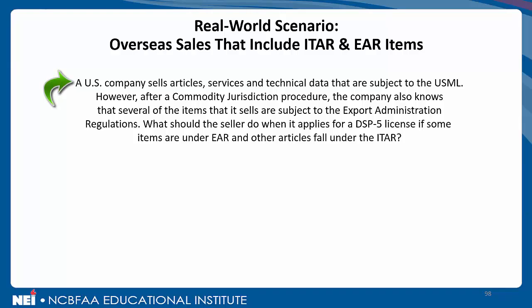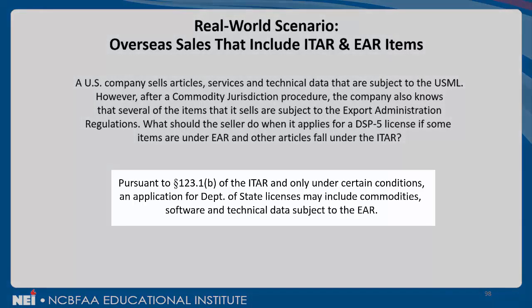A U.S. company sells articles, services, and technical data that are subject to the USML. However, after a commodity jurisdiction procedure, this should ring a bell for sure, the company also knows that several of the items that it sells are subject to the Export Administration Regulations, a mix between ITAR and EAR. What should the seller do when it applies for a DSP-5 license if some items are under EAR and other articles fall under the ITAR? Well, think about that for a minute. It's a tough question, an advanced question, but we'll pop up the answer in just one sec.